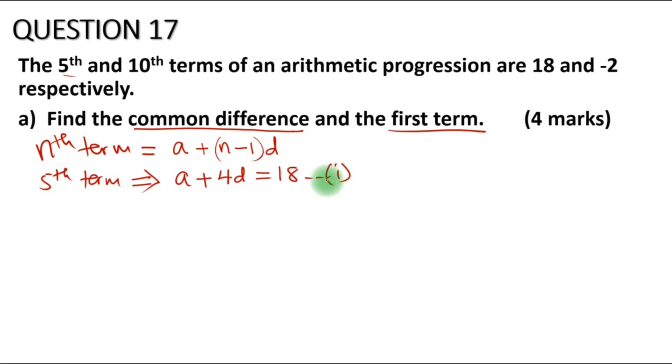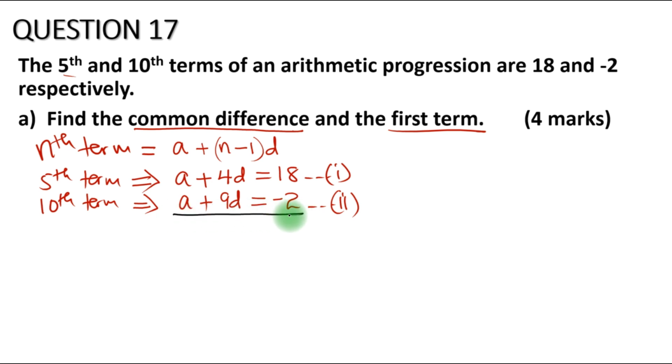Then the 10th term is -2. So the 10th term is given by a plus, n is 10, so 10 minus 1, which is 9, d will be equal to -2. We call this the second equation. Now we can use the elimination method to solve the simultaneous equations. So in our case, we have a and a in the two equations. So we are going to subtract, same sign, subtract, to eliminate a.